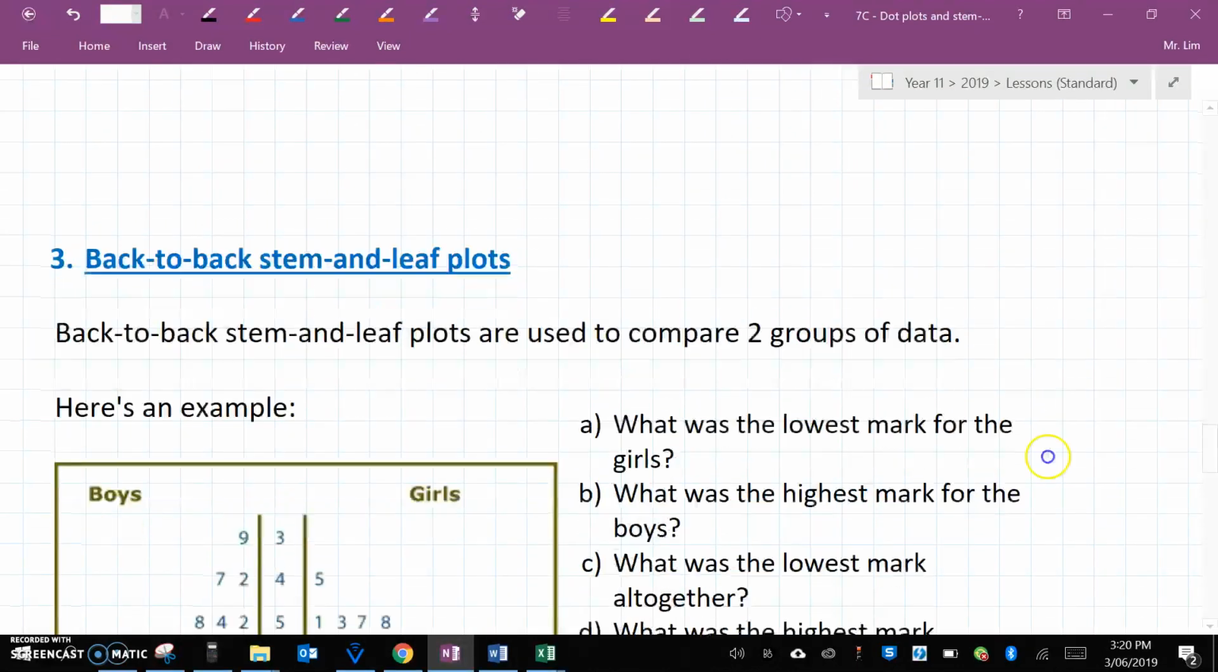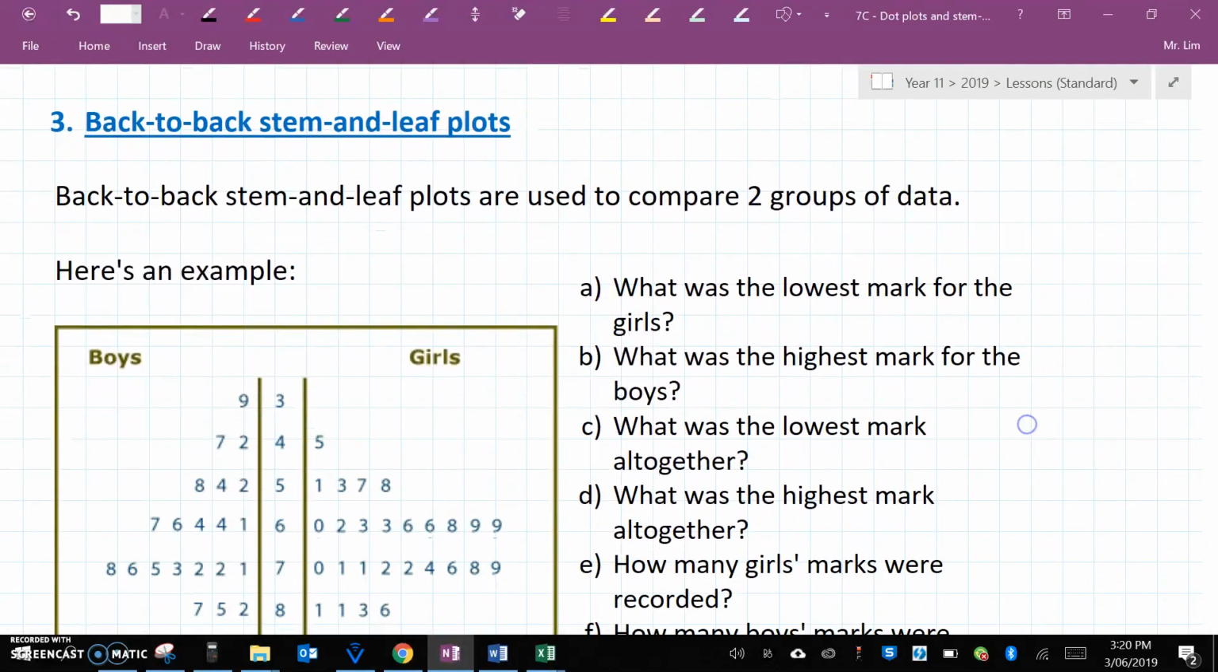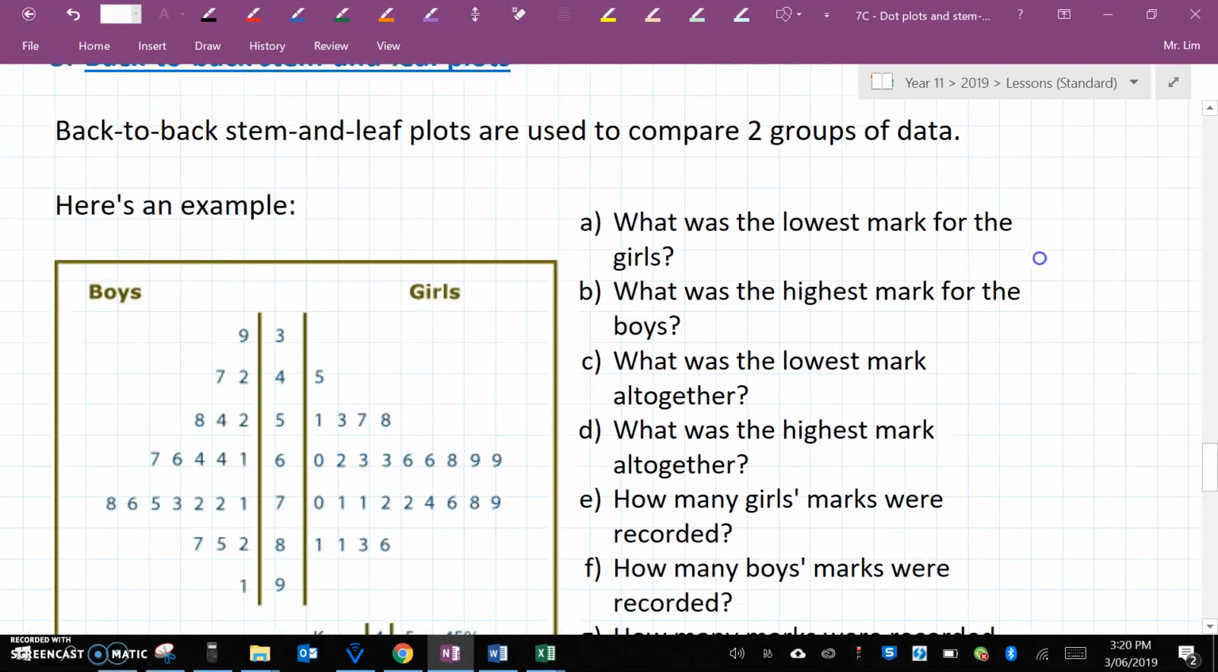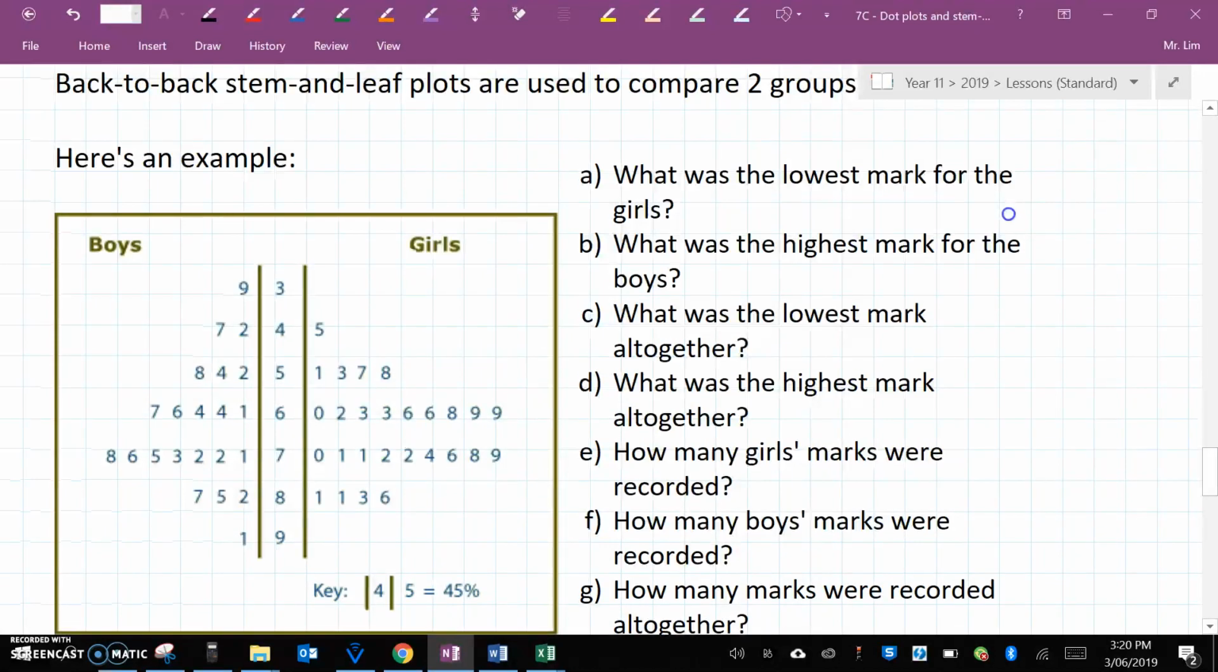Question 3. Back-to-back stem and leaf plots. Back-to-back stem and leaf plots are used to compare two groups of data. Here's an example. Boys and girls. So we're comparing the marks of the boys and the girls. If you can see here, the stem is in the middle, and then there are two leaf columns.